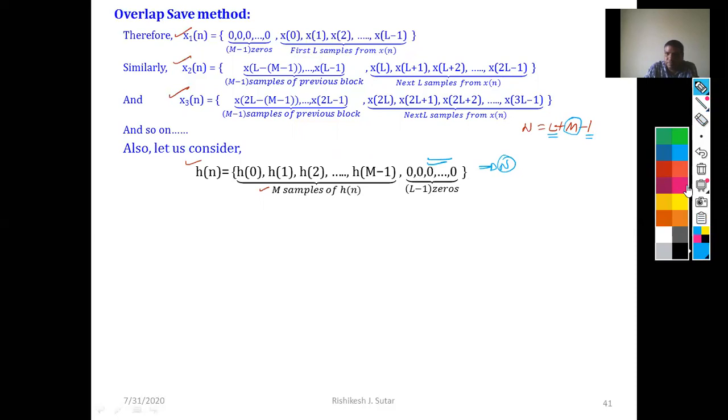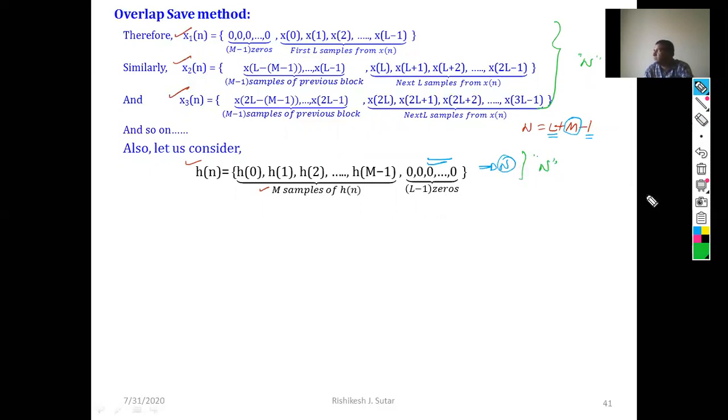Now once I got all the sequences of length capital N, once I got the impulse response with the capital N length, then I can easily find out the DFT for each block. Means for this block separately, for this block separately, for this block separately, and I will get the DFT for the first block, DFT for the second block, DFT for the third block, and so on. Okay, up to the last block. So let us go further now.